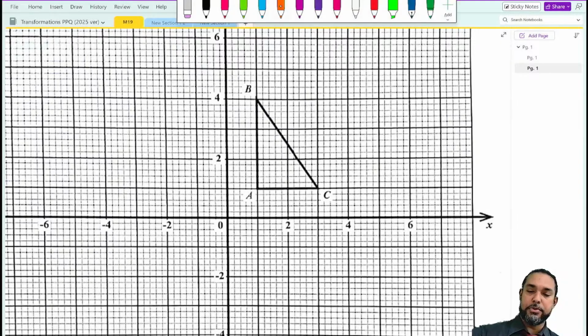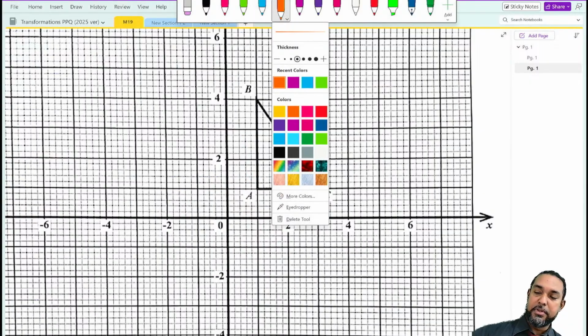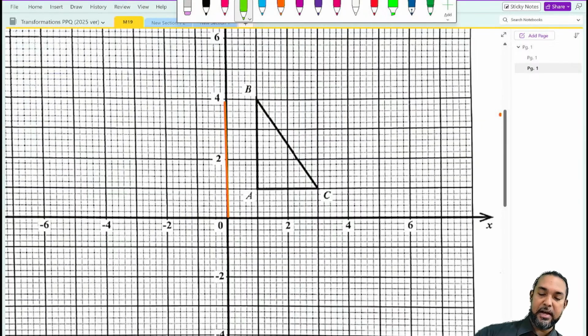now is I want you to do this, but basically two reflections again. But here, how I wanted to do it this time: instead of reflecting in the x and then the y, I wanted to reflect in the y first, and then reflect in the x after.